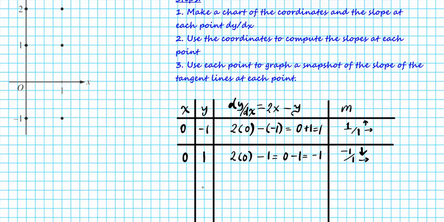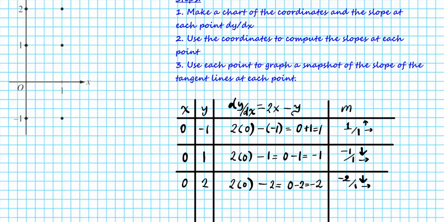All right, let's move on to the last point on the x equals 0 line. The last point is (0, 2). x is 0, y is 2. The slope at that point, just input these coordinates into the differential equation. 2 times 0 minus 2. So we have 0 minus 2, which is -2. Okay? So what does that look like? A slope of -2, we can write it as -2 over 1. We're going to fall 2 places and run 1, starting from (0, 2).